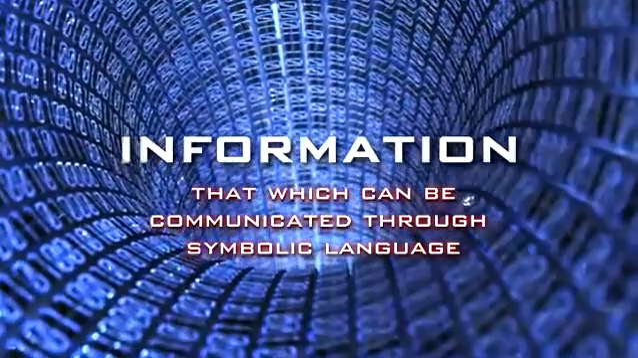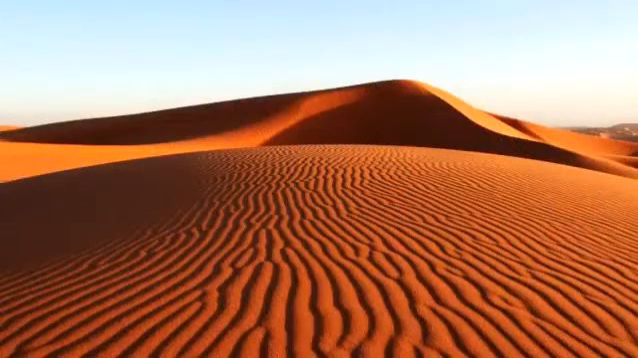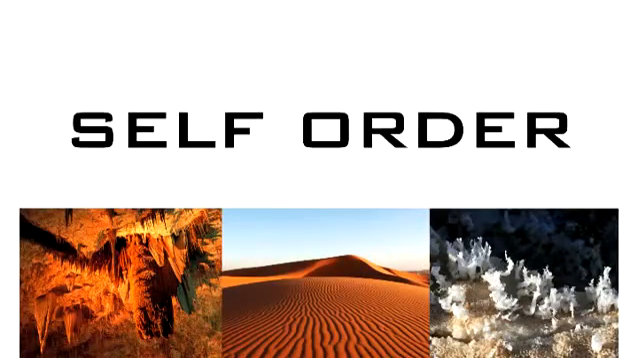So what is information? Is order and organization information? When we look at nature, we see a lot of organization. Salt crystals, stalactites, even a sand dune could be considered organized. However, these would be considered examples of self-order. What about a simple snowflake?